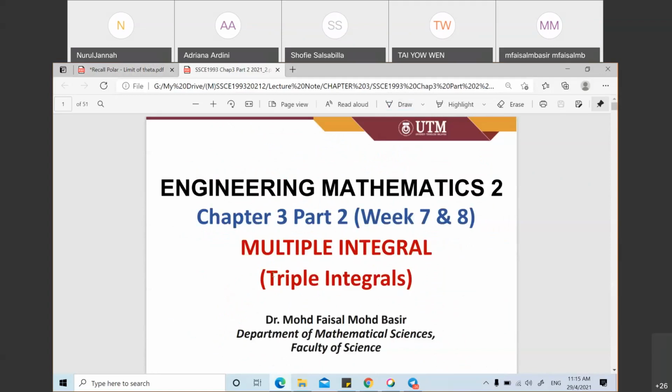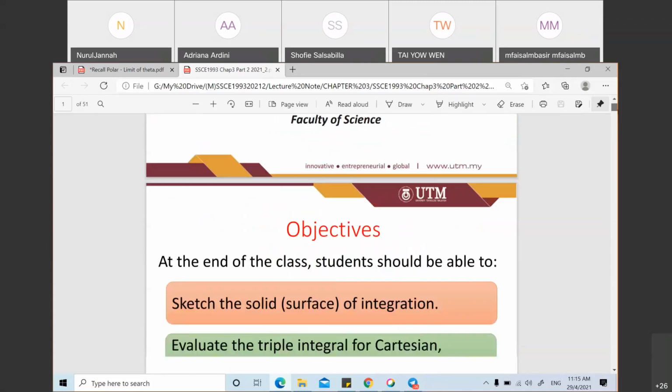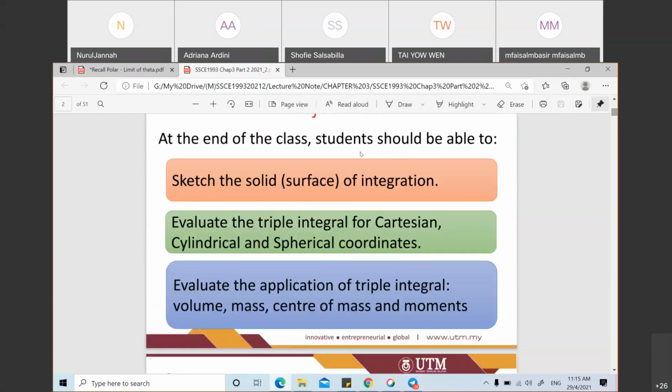So, triple integral. I think you can guess we have three. We have solid surface, and then we have triple integral for Cartesian, cylindrical, and spherical. Okay. Evaluate the application of volume, mass, center of mass. This is like chapter 3 part 1, but it involves triple integral.